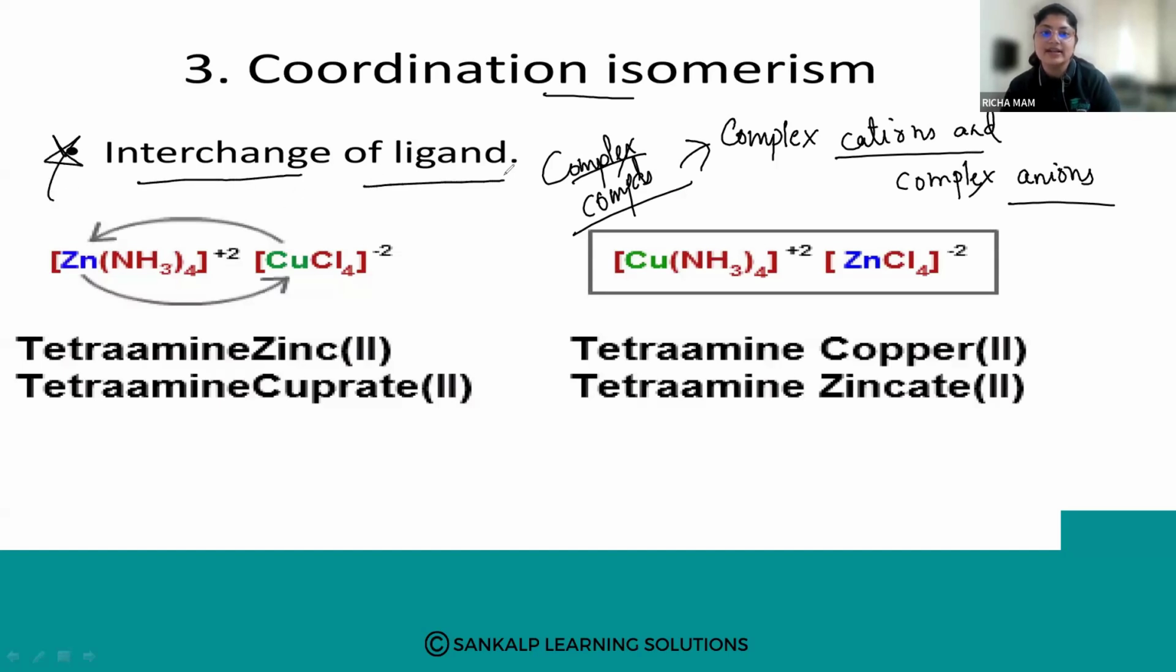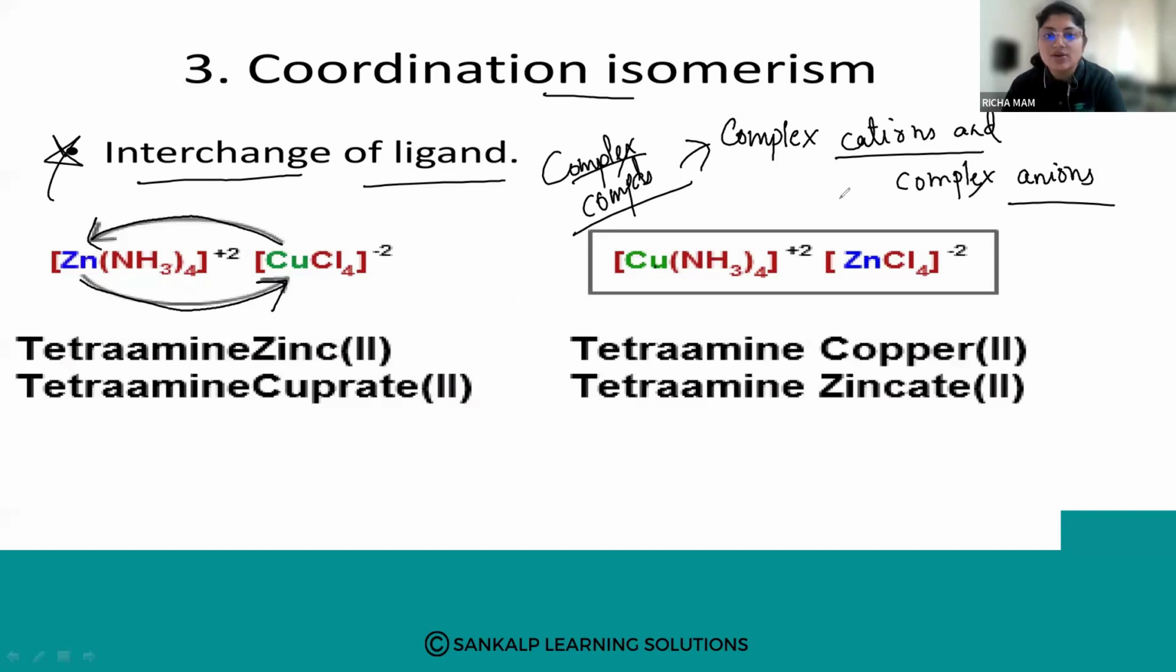Why does it arise? It arises due to the interchange of ligands between the complex cations and complex anions of different metal ions. So let us see the example. First example: zinc NH3 4 and CuCl4. Here you can see what is happening. This is your cation complex and this is your anion complex. There is an interchange of the ligands with the central metal atom. So here zinc is there, here copper is there; here copper is there, here zinc is there.